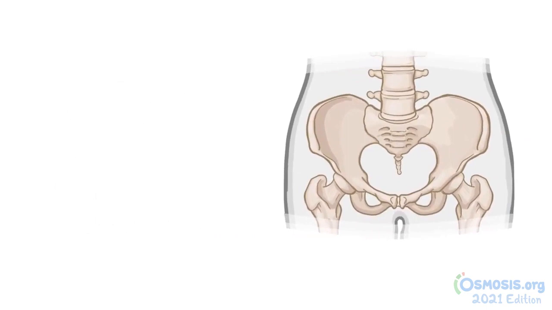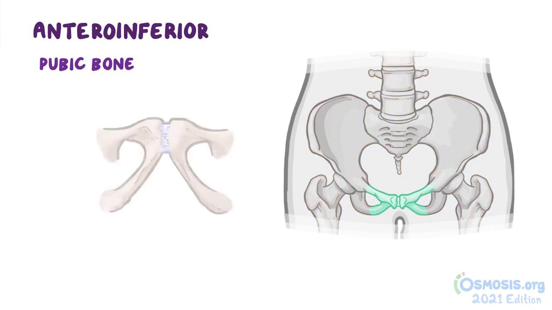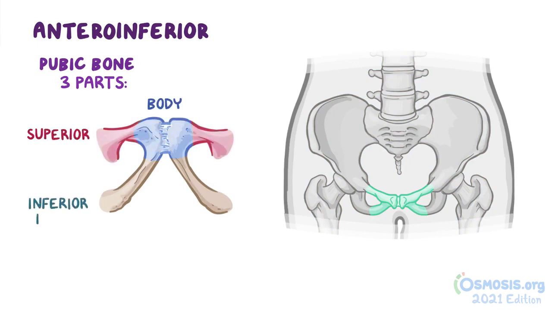So let's start with the antero-inferior wall, formed by the bodies and rami of pubic bones, and the pubic symphysis. Each pubic bone has three parts, a body and a superior and inferior ramus. The body of the pubic bone is the thickest, most anterior part of the pubic bone. Anteriorly, the bodies of the right and left pubic bones are joined together in the median plane to form the pubic symphysis.